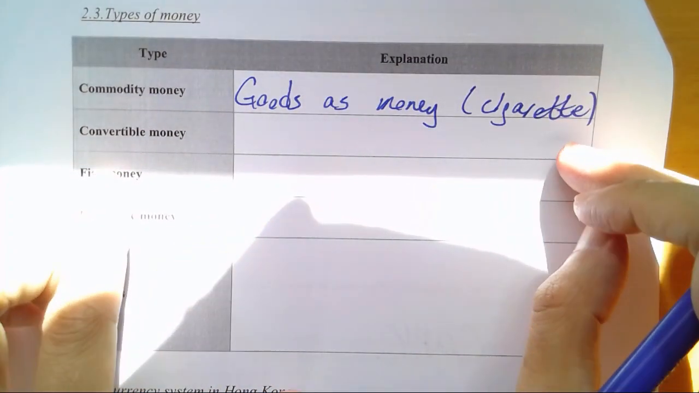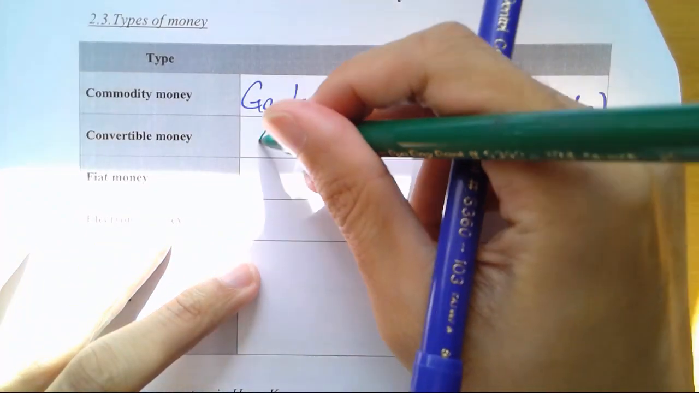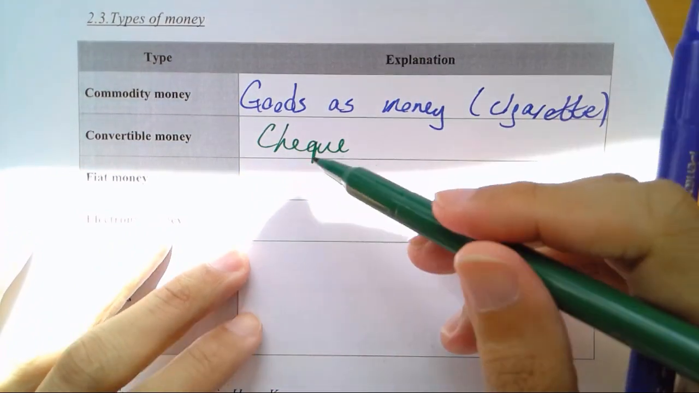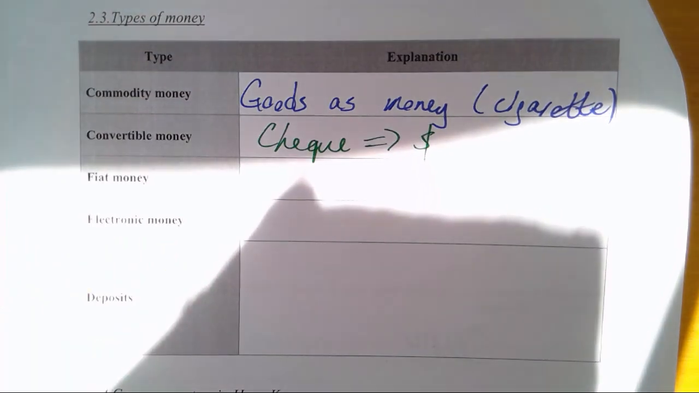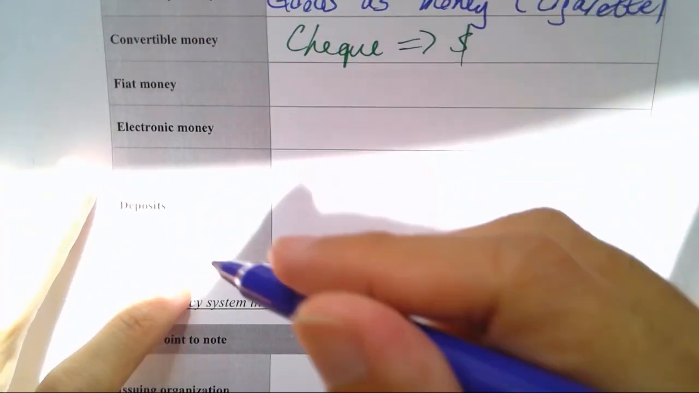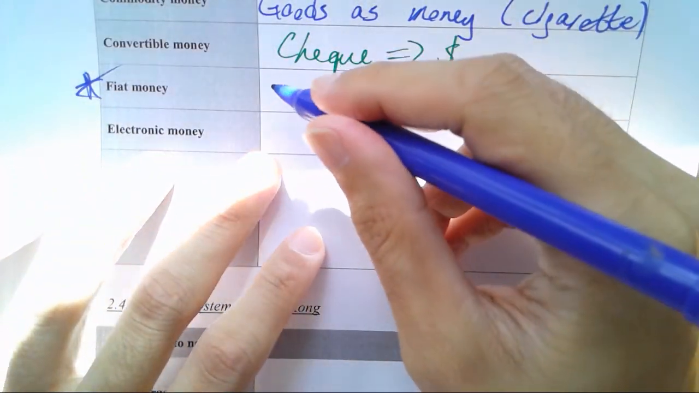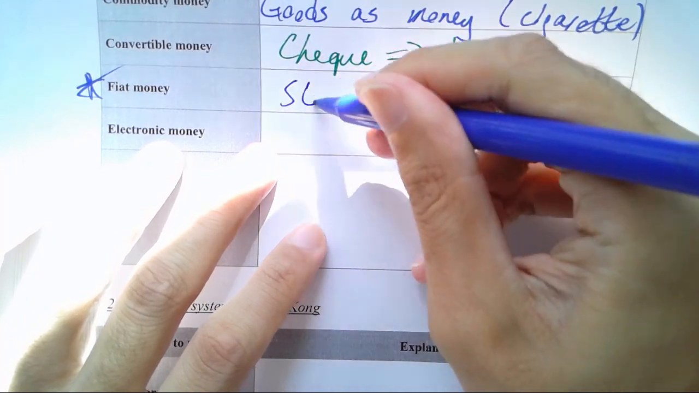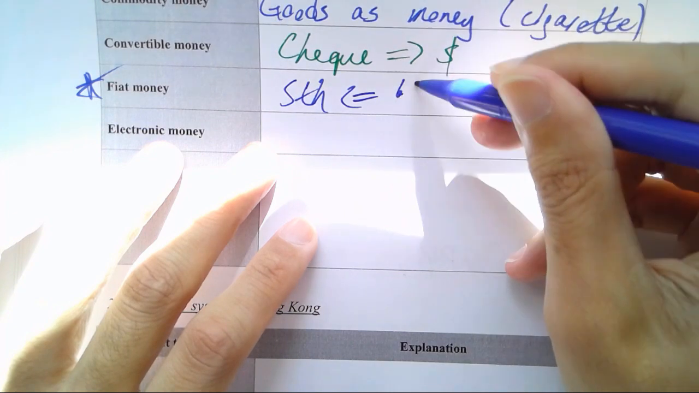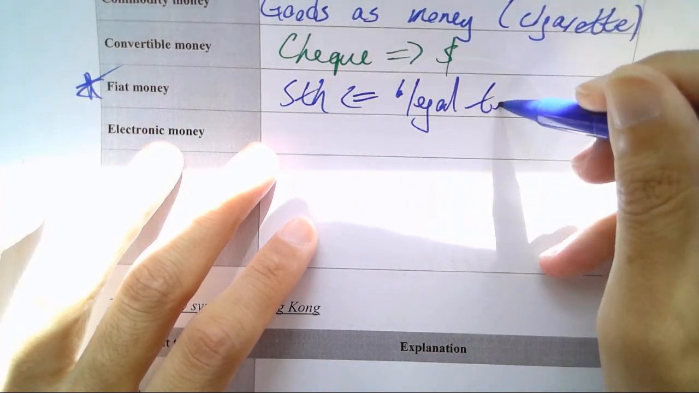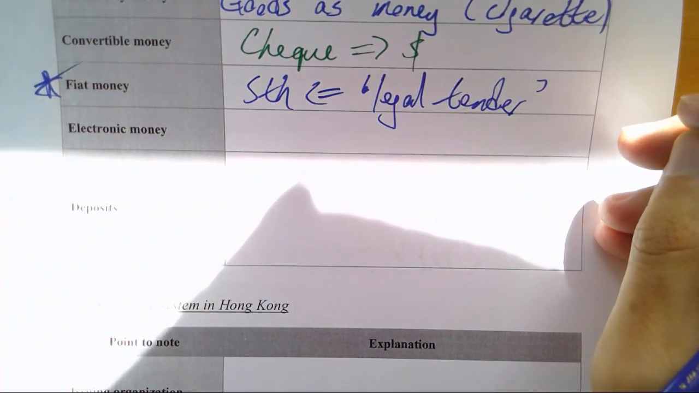And then another one, convertible money. Basically, it will be your check. Something you go to bank in exchange for money. Okay, now fiat money. This is what we use nowadays. Okay, fiat money. We use something and call it the legal tender. Then it is fiat money. For example, your bank notes.